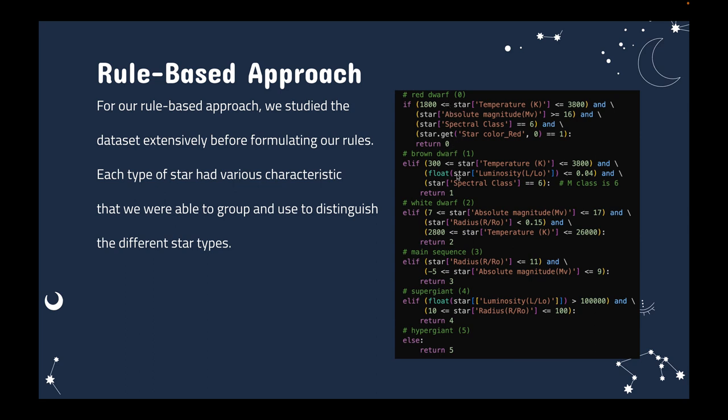So basically I just followed this same logic for the rest of the types of stars, and this gave us 100% accuracy. The benefit of the rule-based approach was that we were able to get 100% accuracy every time the program was run.